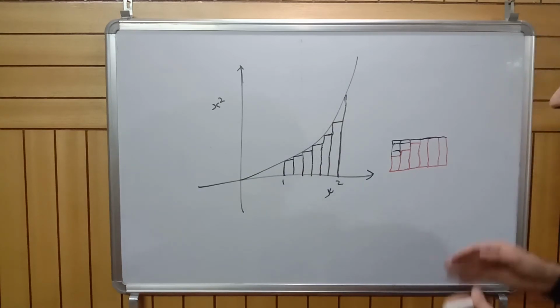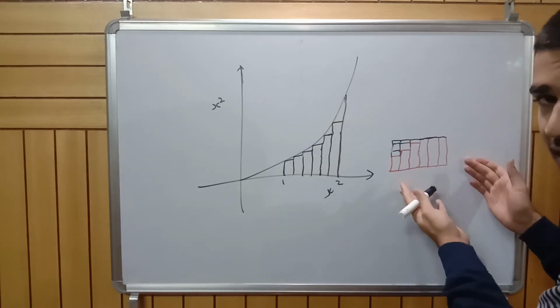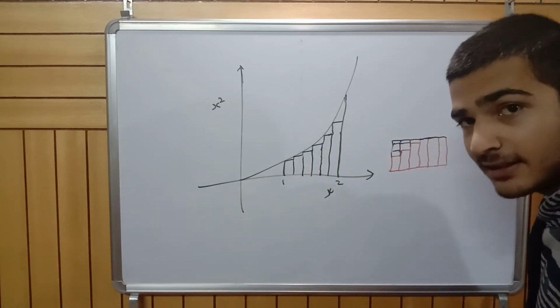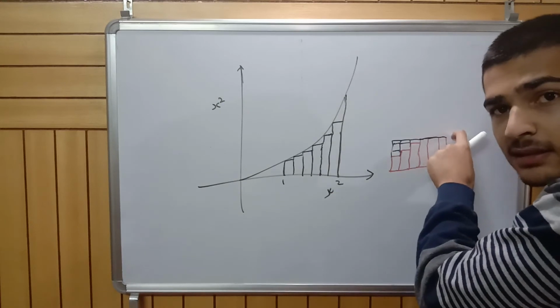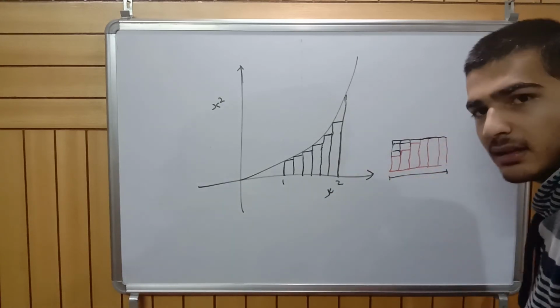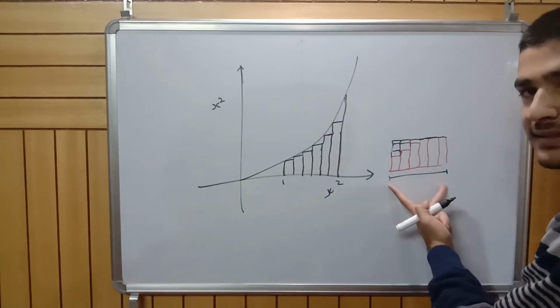And I end up getting what shape? A rectangle. This is a pretty simple rectangle. And I know how to find the area of a rectangle, right? Base times the height. And I know the base. I hope you can guess what the base is. No?